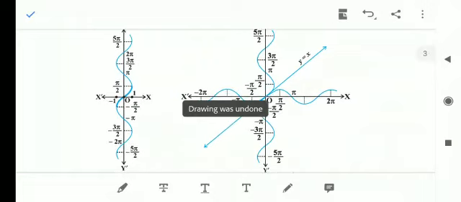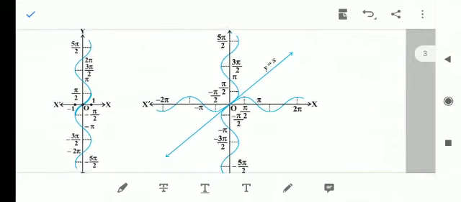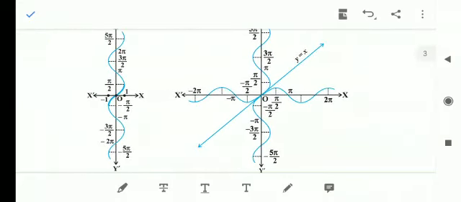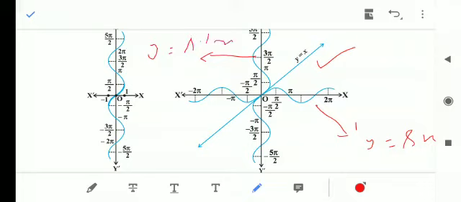Now look at this function. This is the graph of y equal to sine x, and this is the graph of y equal to sine inverse x. You can see the graph of y equal to sine inverse x is the mirror image of the graph of y equal to sine x across the line y equal to x. The line y equal to x is acting as a mirror.